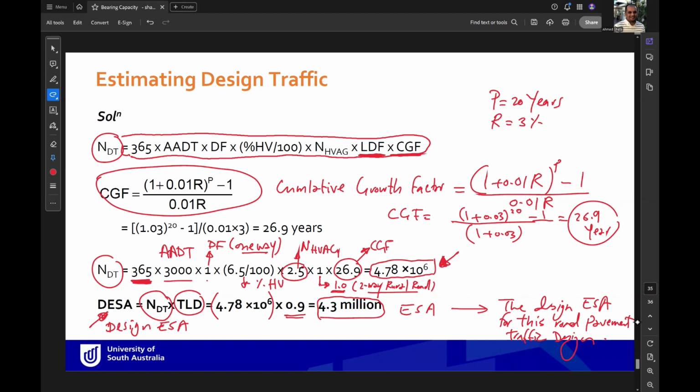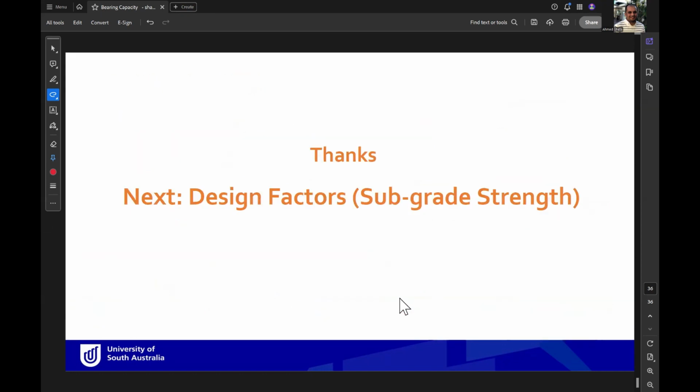Okay, this example is a straightforward example, so all the parameters were clearly known: AADT, DF, HV, number of heavy vehicle axle groups, LDF, and CGF. So we were able to find NDT. Then the second step is to find DESA. And that's it for the design factor for traffic, and the next topic will be the design factors for subgrade strengths. Okay, thank you.